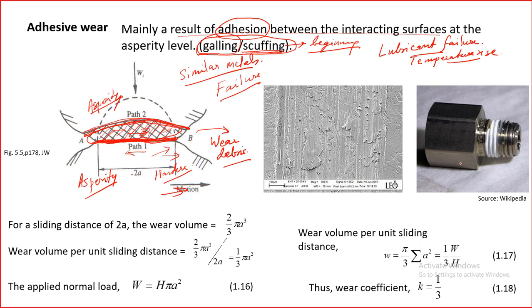So for example, here the image shows these threads where galling has taken place. That means very deep deformation because of adhesion. They got stuck together. And you will see this kind of large chunks, very big chunks of material, come out of the surface. This shows the SEM picture, or scanning electron microscope picture, of this worn out surface.